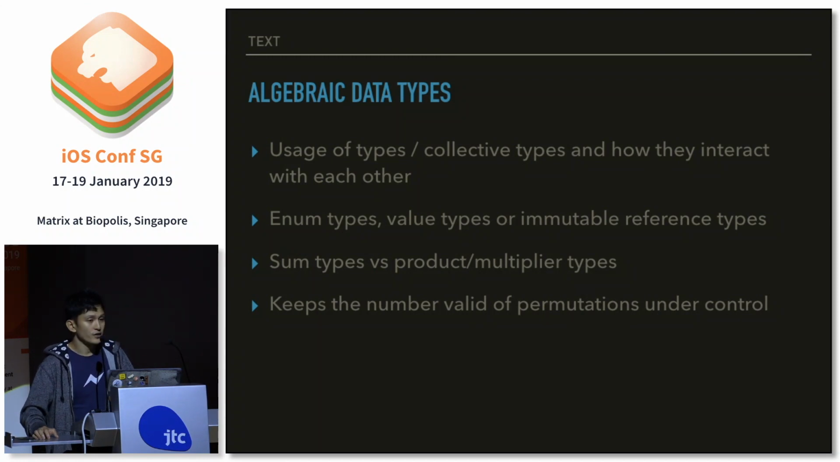I encourage people to go and read up more about sum types versus product types, because basically if you have too many product types, the number of application state permutations increases exponentially, much faster. If you have sum types, which is like enums, that keeps your application state under control.